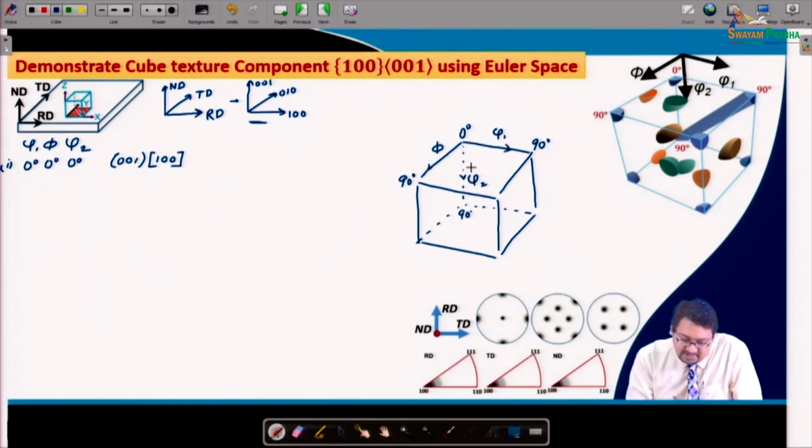Now, we see that the first position 0 0 0 degree is basically this position, right. Now, therefore, if we take this component, we can say that this component is basically related to 1 0 0, sorry, it's a small mistake.